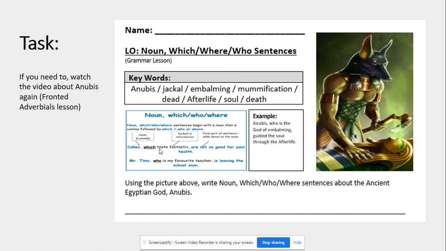So your task today is to use a sheet to write a series of noun, which, who, where sentences about the Egyptian god of embalming and mummification, Anubis. Again, refer back to Wednesday's lesson on fronted adverbials if you want a bit more information about Anubis, because the video is embedded in there that tells you a bit more about his backstory.